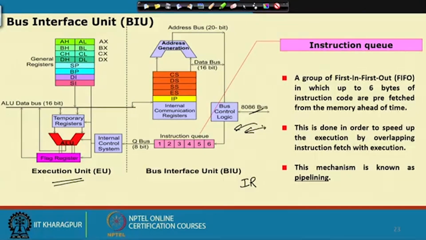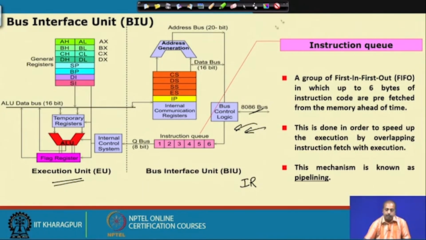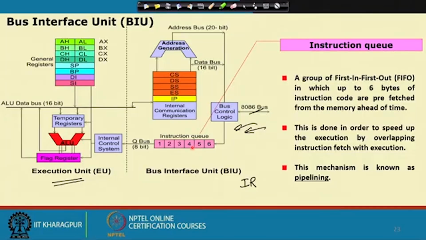This is done to speed up execution by overlapping instruction fetch and execution. When it is internally doing the execution part, the fetch part can go on through the bus. This is pipelining, because we have shown previously that between the fetch, decode and execute stages there is pipelining. Here the pipelining has been taken a bit further, where the fetch has a 6 byte prefetch of instructions from memory.